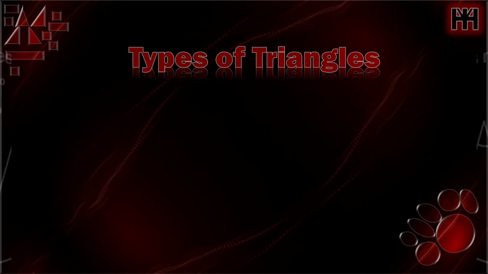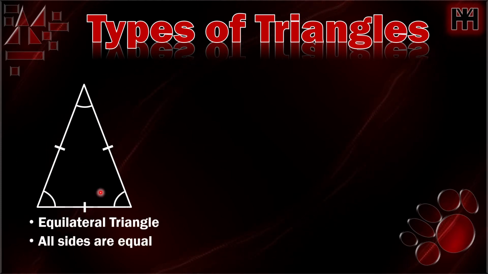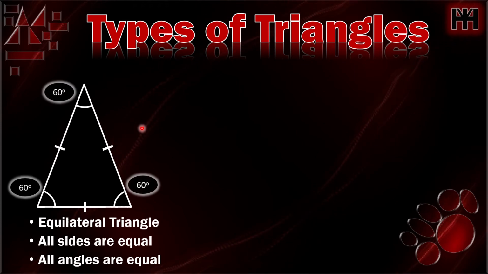Let's see the types of triangles. We have the equilateral triangle. All of the sides are equal, so all of the angles must be equal. When it's equilateral, the sum is 180. If we divide 180 by 3, it must be 60. So you see here, it will always be 60 if we are talking about an equilateral triangle.